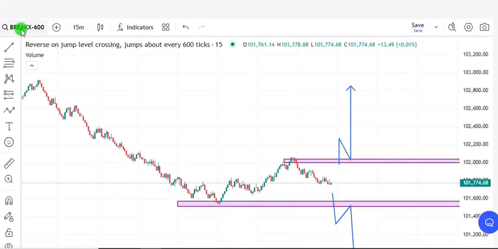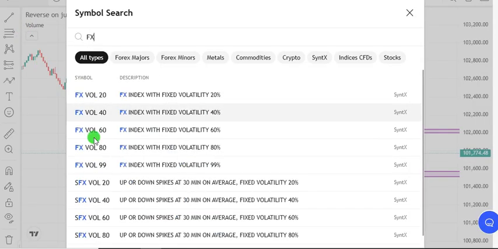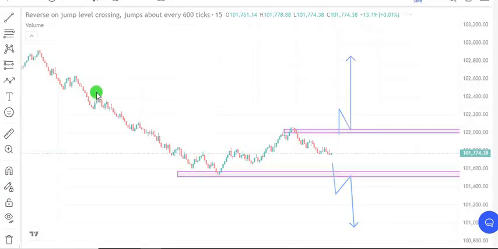That's there. Let's go to the next one, which is going to be the final one for today, and that is going to be FX volume. FX volume 20. Let's use FX volume 20.